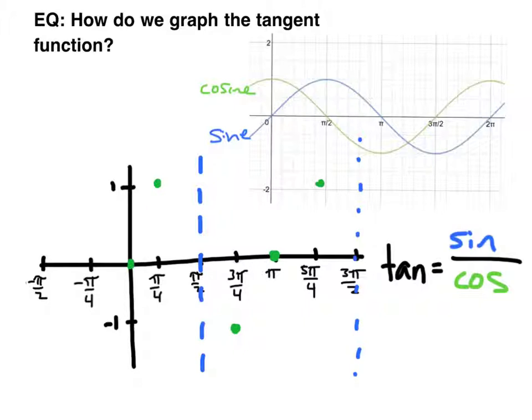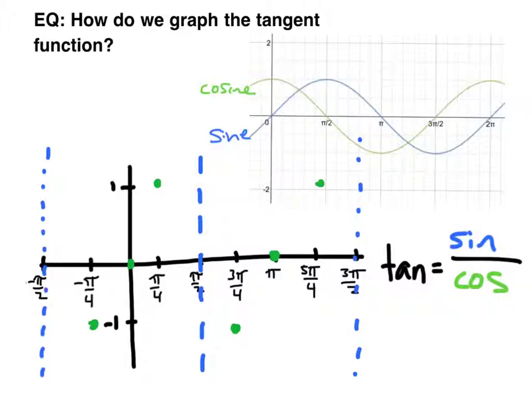So we start seeing this graph start to repeat itself. So what do you think happens here at negative pi over 4? See, at 3 pi over 4 we had a negative 1. So at negative pi over 4, it's going to be negative 1. And what do you think happens at negative pi over 2? It's undefined.